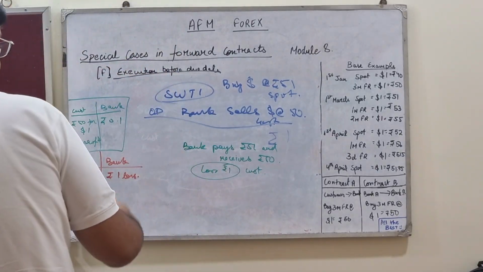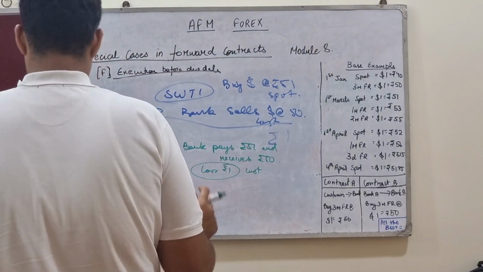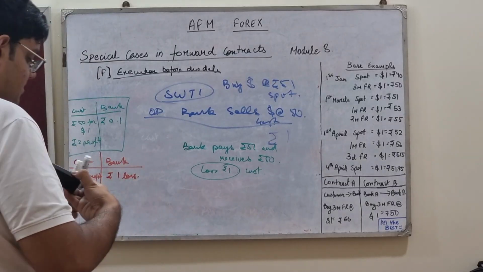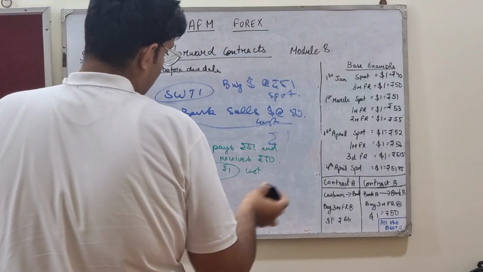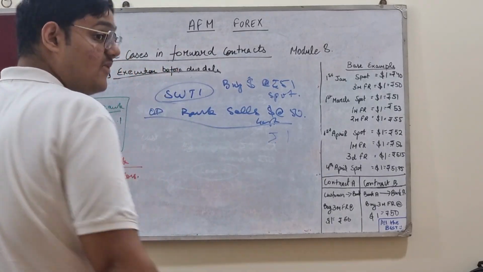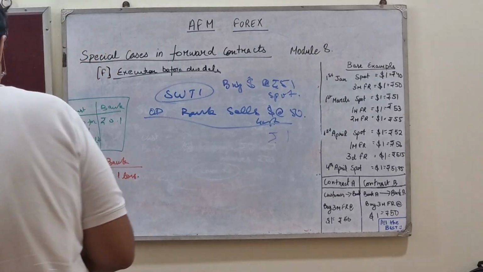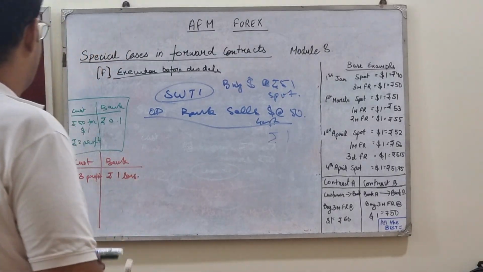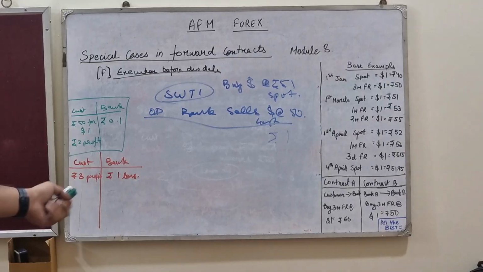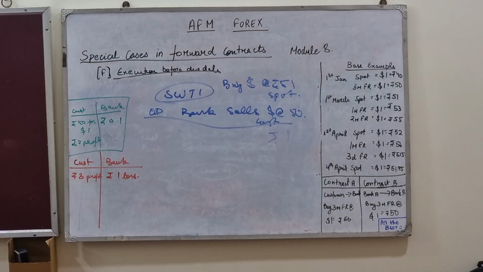So for 1 month, okay, let me rephrase. I'll cut that out. I need to edit the video now. Okay. So the bank has a 1 rupee loss. The customer has a 3 rupee profit.